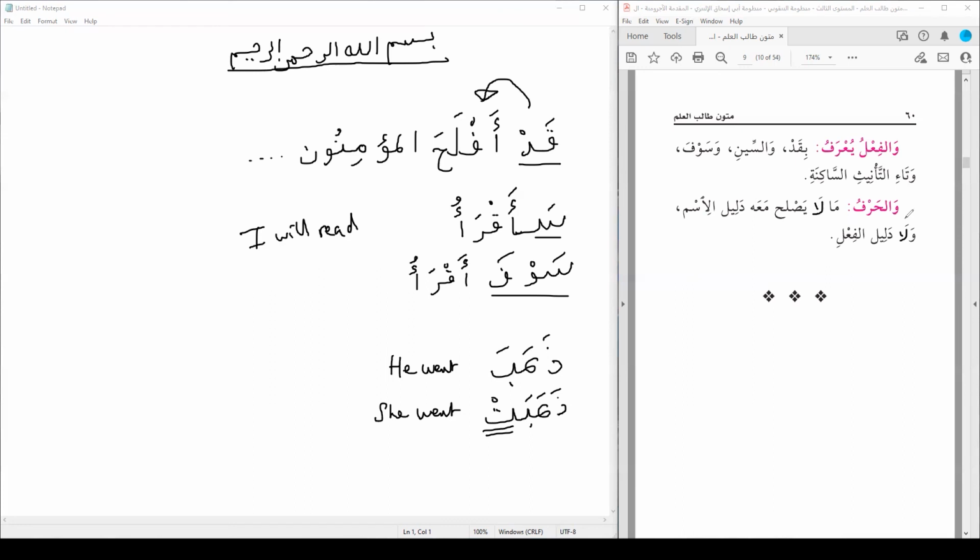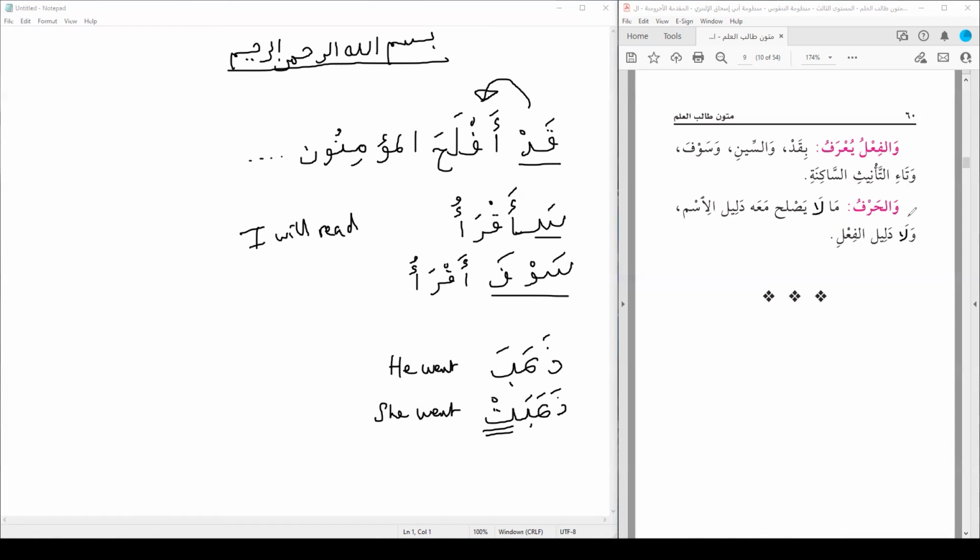Then the author speaks about the harf. He defines it and says, وَالْحَرْفُ مَا لَا يَصْلُحُ مَعَهُ دَلِيلُ الْاِسْمِ وَلَا دَلِيلُ الْفِعْلِ. The harf, the particle, is that which the sign of the ism and the sign of the verb cannot be applied to. So if I have a word to which I cannot apply any of the signs of the verb or any of the signs of the ism, the noun, then it is considered to be a harf.